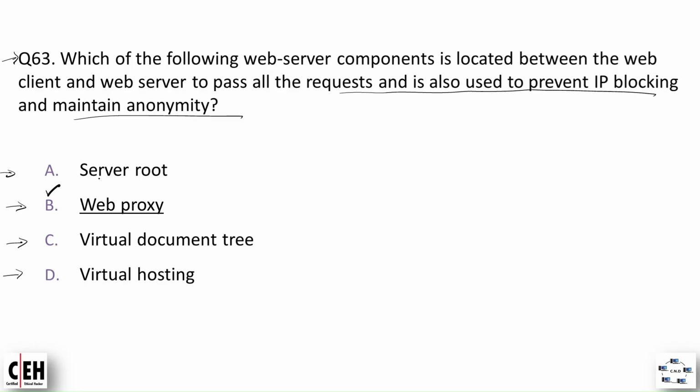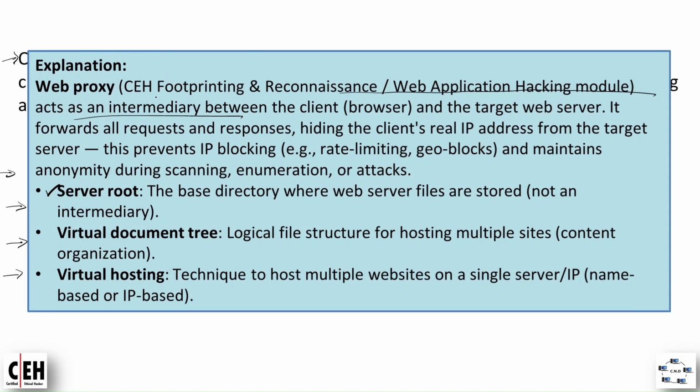web proxy. And the explanation is, web proxy, covered in the CEH footprinting and reconnaissance and web application hacking modules, acts as an intermediary between the client, that is the browser, and the target web server. It forwards all requests and responses, hiding the client's real IP address from the target server. This prevents IP blocking, for example, rate limiting and geo blocks, and maintains anonymity during scanning, enumeration, or attacks.